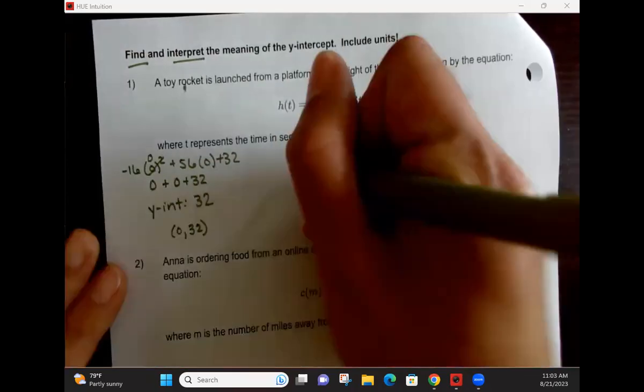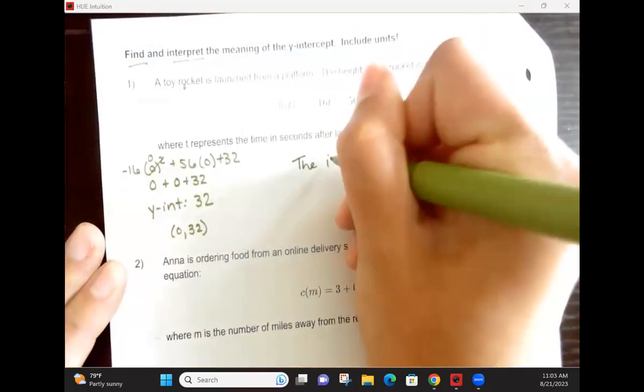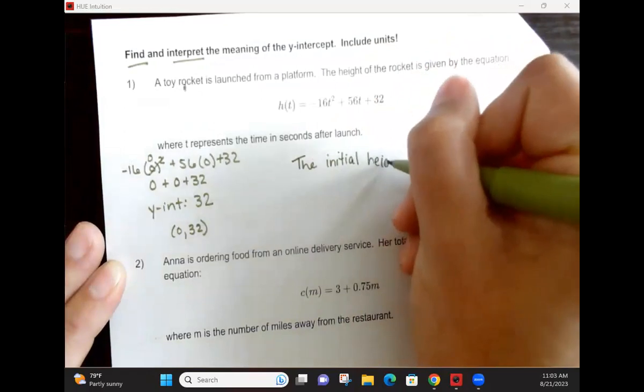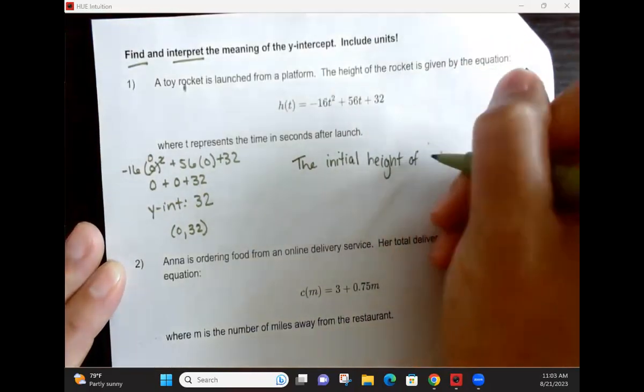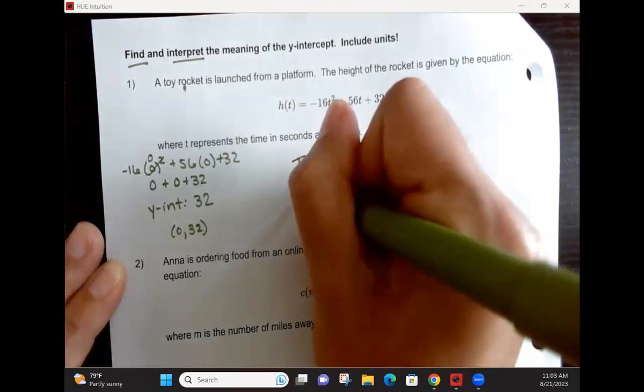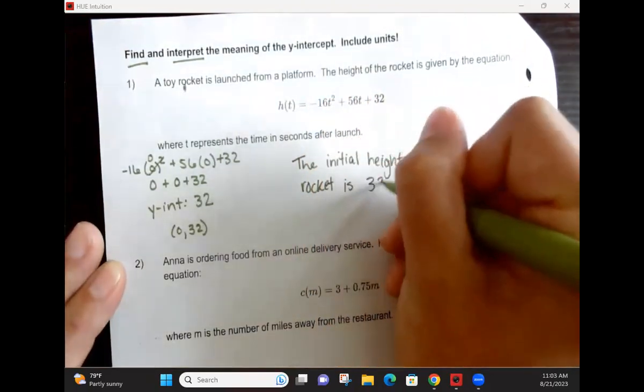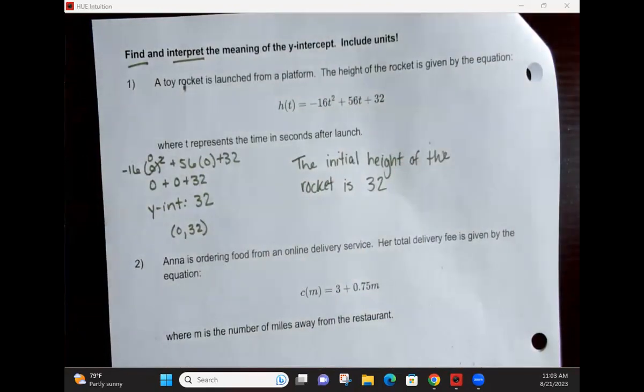So we could say something like the initial, since we're at the beginning, the initial height of the rocket is 32. And I didn't specify, so you can choose your own adventure here if you want it to be 32 feet or 32 inches or 32 meters. You could also say at 0 seconds, the rocket is at a height of 32.